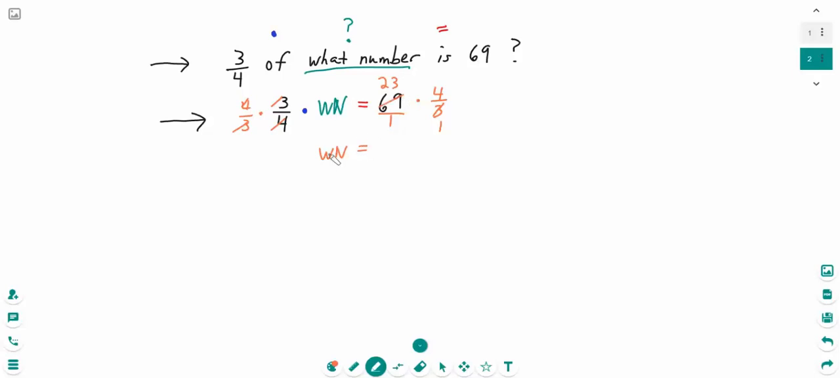All right. And then we can multiply the 23 times the 4. If you want to do that off to the side, that's totally fine. Multiply that out, we get 92. So the what number is going to be 92 in this case. So 3/4 of 92 is 69. All right. Okay. Very good.